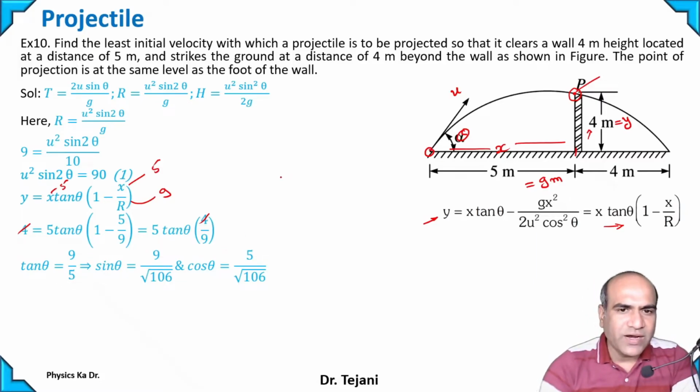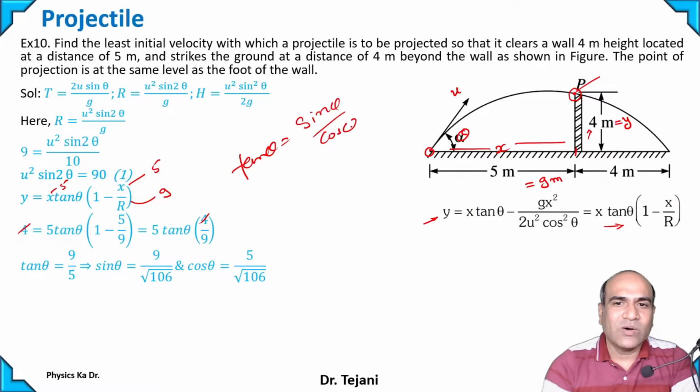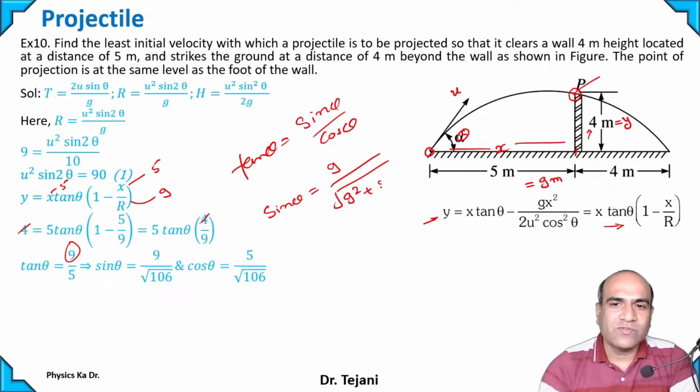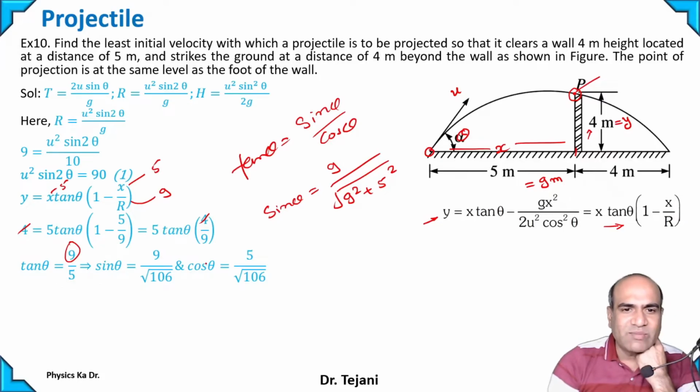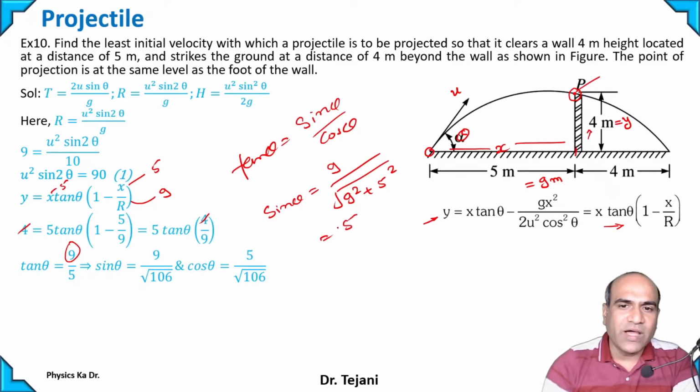If you want to find sin theta, tan theta is equal to sin theta divided by cos theta. So for sin theta, just take this value 9 divided by under root 9 square plus 5 square. So you will directly get this angle. So sin theta is equal to 9 by root 106, and similarly cos theta is equal to 5 divided by root of 9 square plus 5 square, so root 106 again.